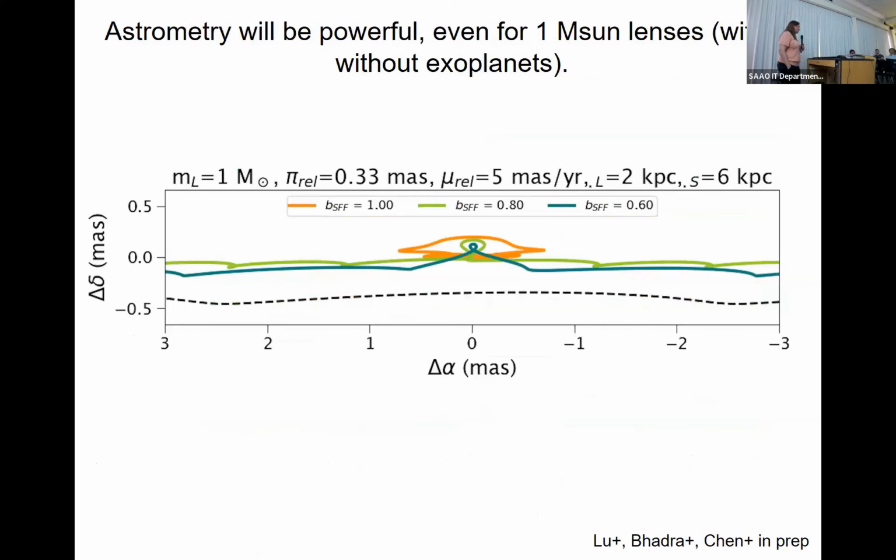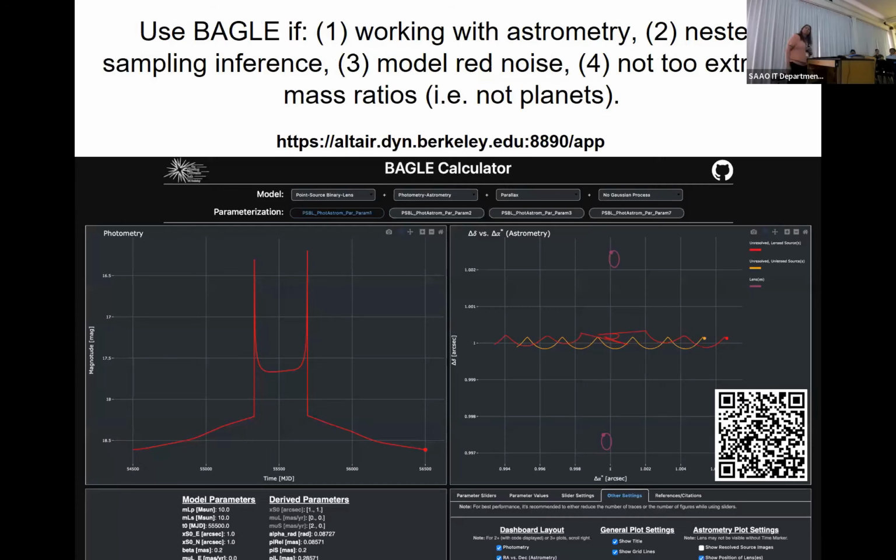Here's what it actually looks like on sky with those different blendings. Orange is the unblended, green is increasing blending, blue is about 40% blended. So again, very different trajectories, very different shapes, and all of these signals will be very easily detected with Gaia. Sorry, not with Gaia, yes, but also with Roman, more importantly, I think, for the cadence and sampling. So my message here is just, it's not just black holes for astrometry.